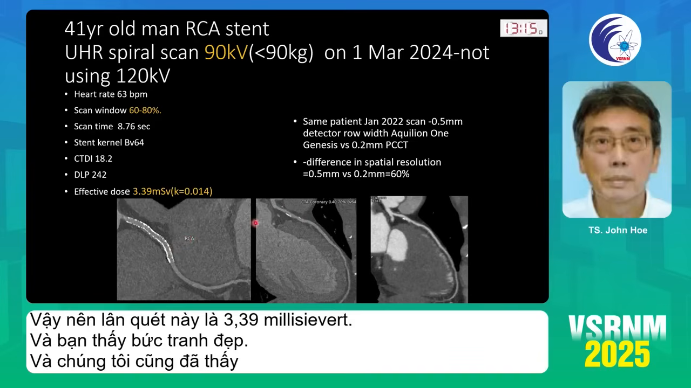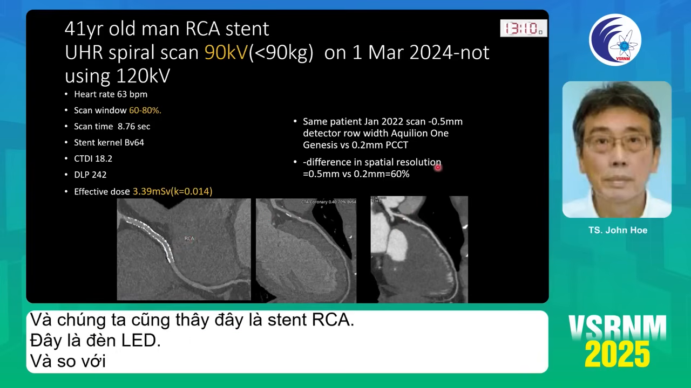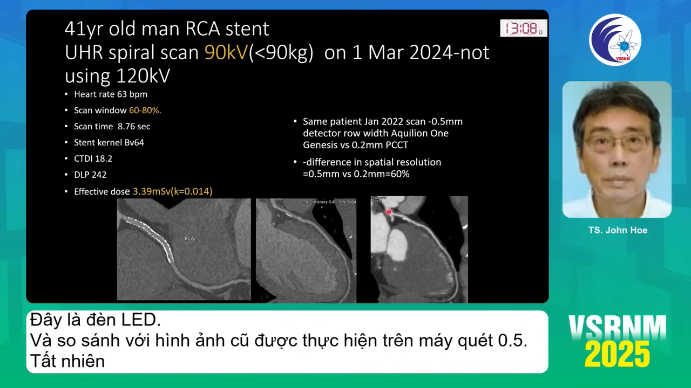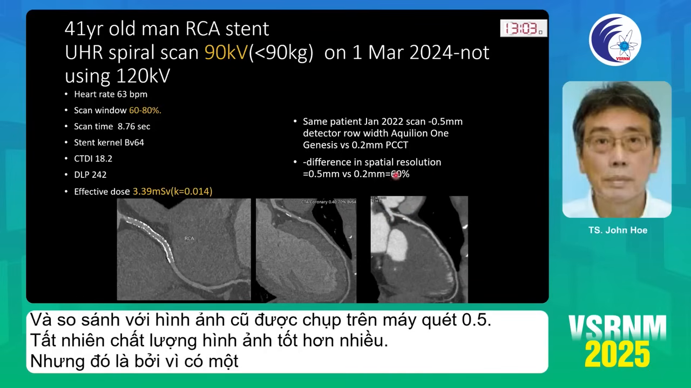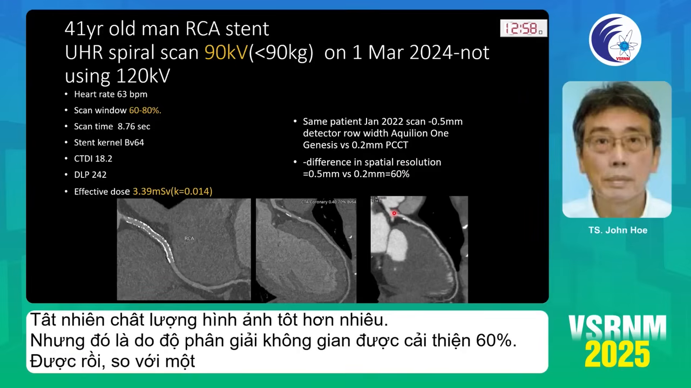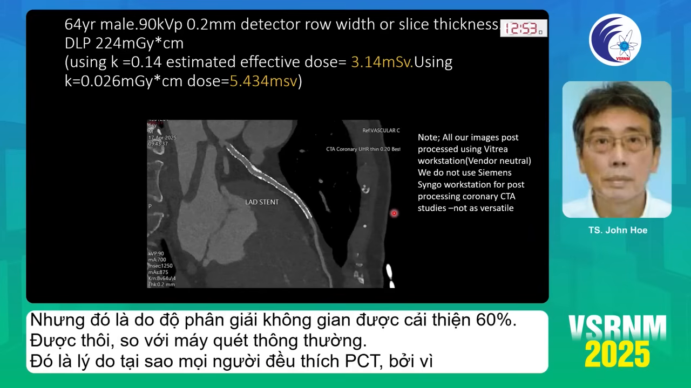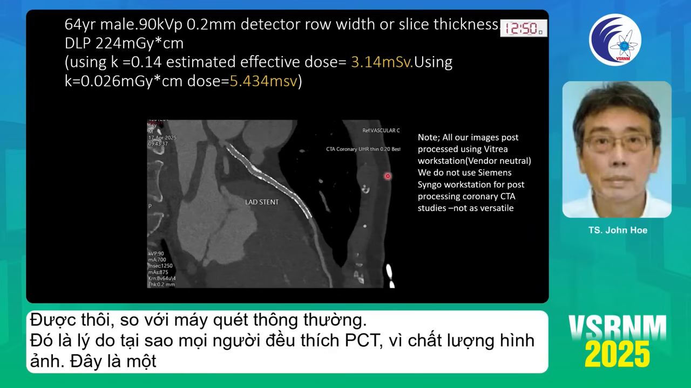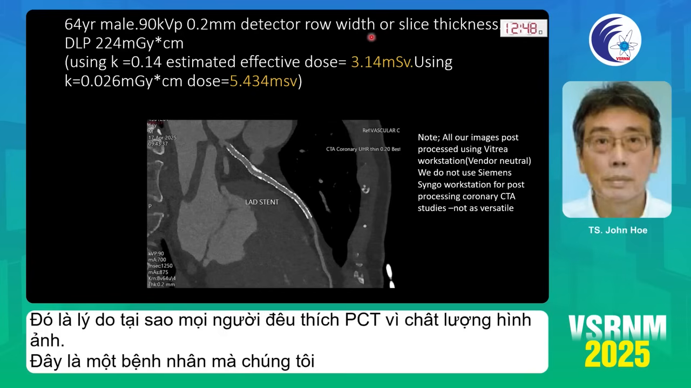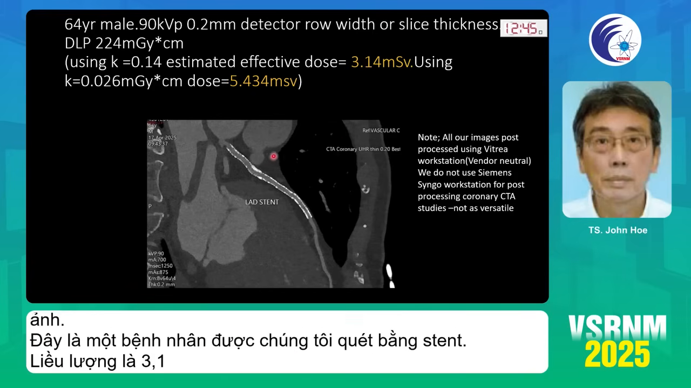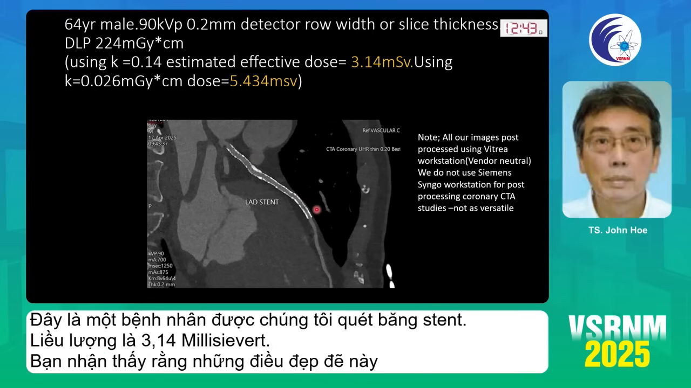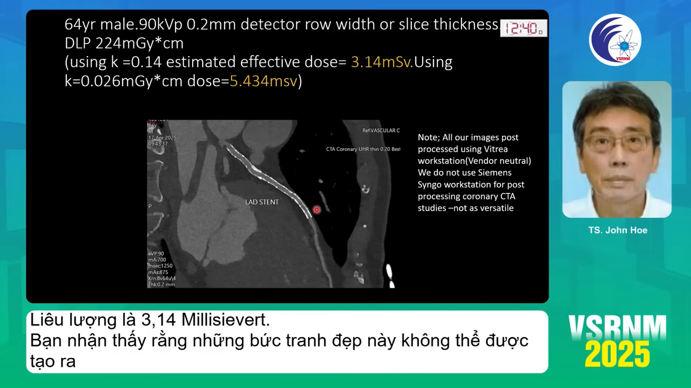And we also saw this is the RCA stent, this is the LAD, and compared to the old picture done on a 0.5 scanner, of course, the image quality is much better, but that's because there's a 60% improvement in spatial resolution compared to a conventional scanner. That's why everybody likes PCCT, because of the image quality. Here's a patient that we scanned with a stent. The dose was 3.14 millisievert. You notice that these beautiful pictures cannot be created on a single via workstation.